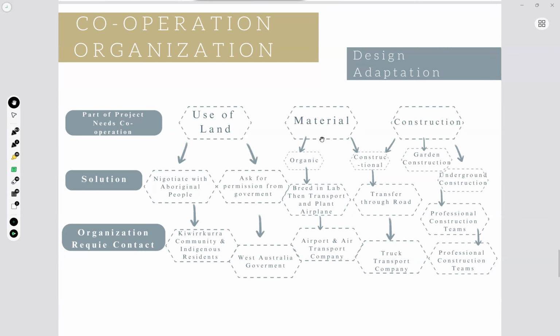As for the material, we have the organic one, which is the plantations, which are usually bred in the lab and need to be transported by aeroplane to the site. And for the construction material, it can just be transferred by road to reduce the cost. As for the construction engineering part, I would suggest going to professional construction teams to do the actual calculation of the material used and also the construction.